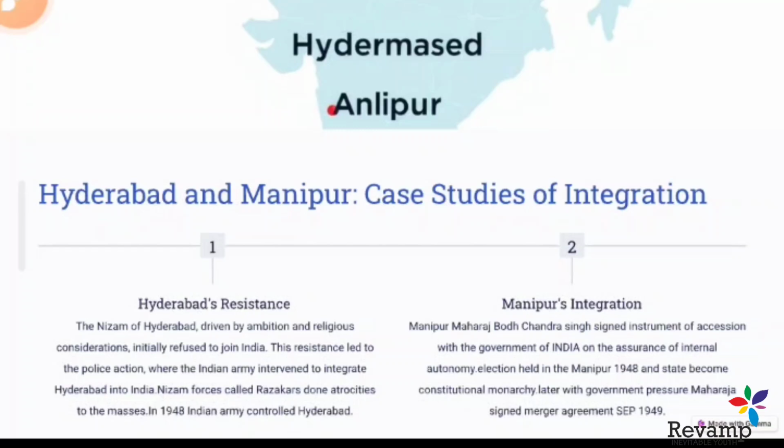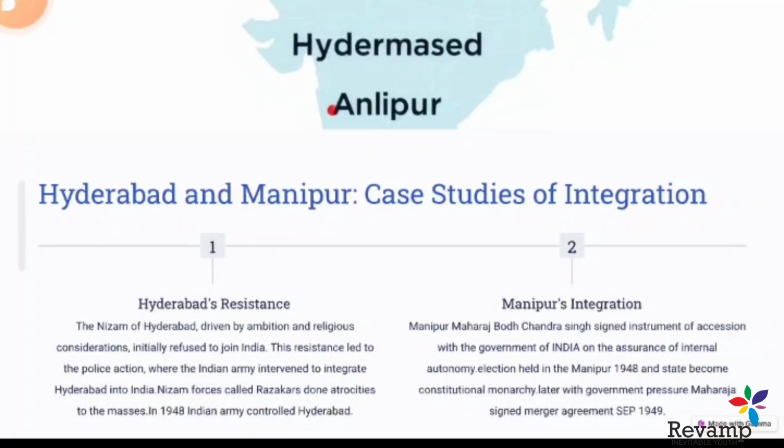But later on, when the election was held in Manipur in 1948, the state turned from a monarchy into a constitutional monarchy, and later into a constitutional government. This was really against the promises, and many people in Manipur were against it. So this is how these two states were integrated into India.